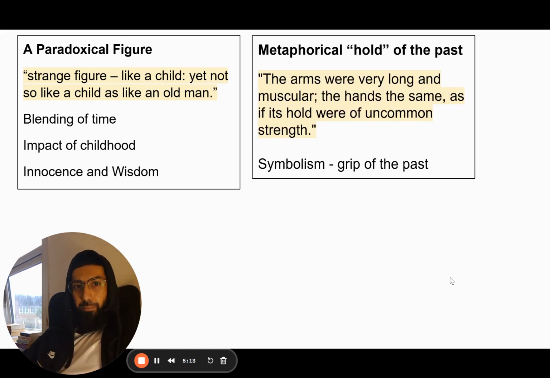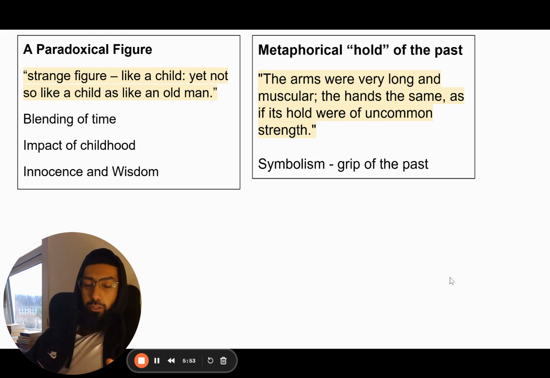And just developing that, one phrase that I think is quite interesting, I'd probably use these in the same paragraph if I was writing an essay. "The arms were very long and muscular, the hands were the same, as if its hold were of uncommon strength." And I believe that this shows a metaphorical hold of the past on Scrooge's present. The fact that his arms are muscular, that his hands have all of this strength, it's symbolic of the grip of the past on Scrooge's present. So these two quotes work together to depict the power of the past in shaping an individual's current personality.